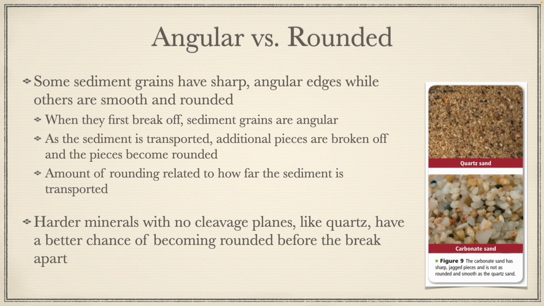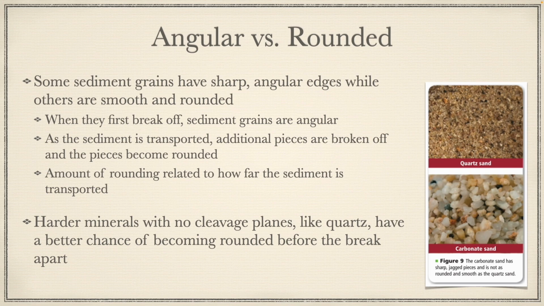Angular versus rounded. Some sediment grains have sharp angular edges, while others are smooth and rounded. When they first break off, sediment grains are angular. As the sediment is transported, though, additional pieces are broken off as the pieces bump into each other, and they become rounded. So the amount of rounding is related to how far the sediment is transported. Again, it's because they bump into each other and other pieces get broken off as they're moving down the stream.